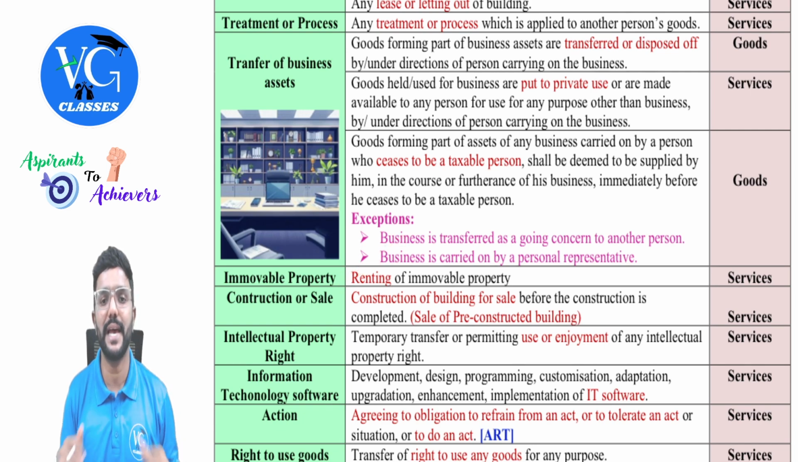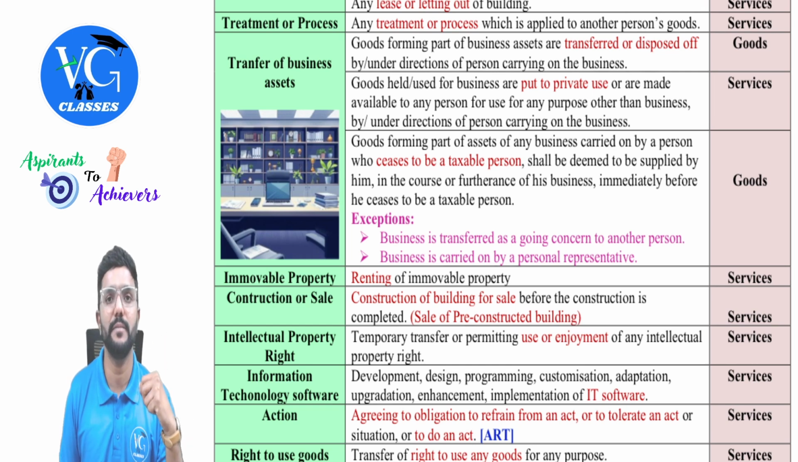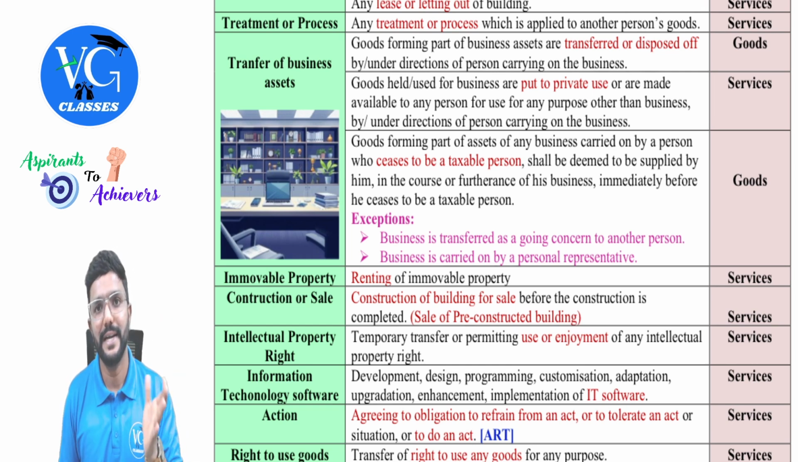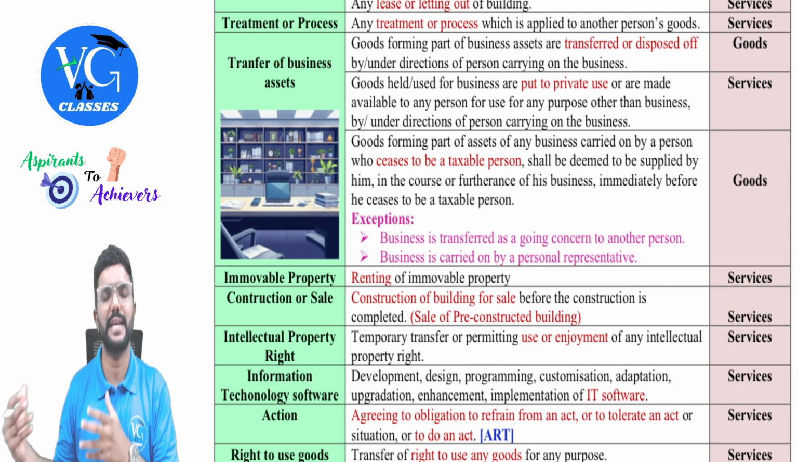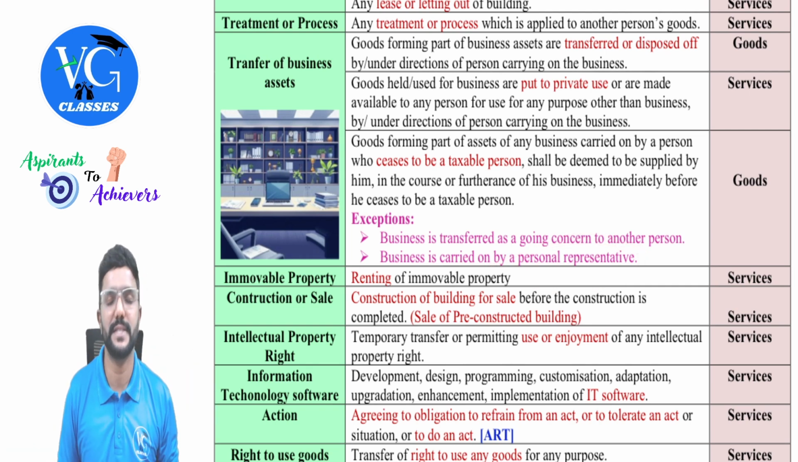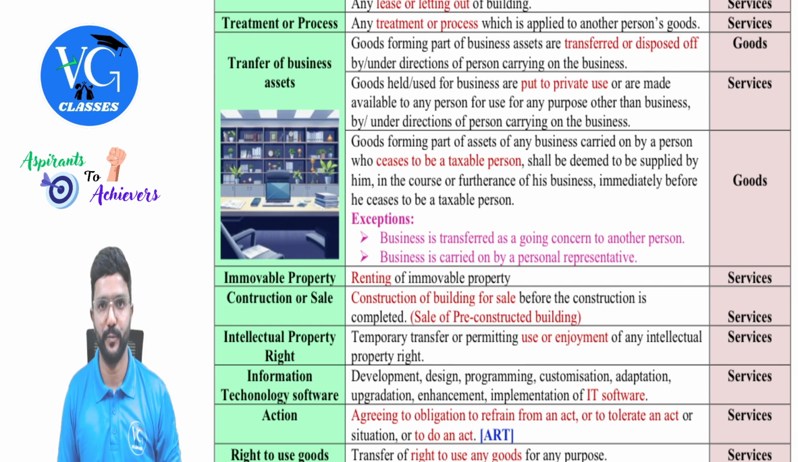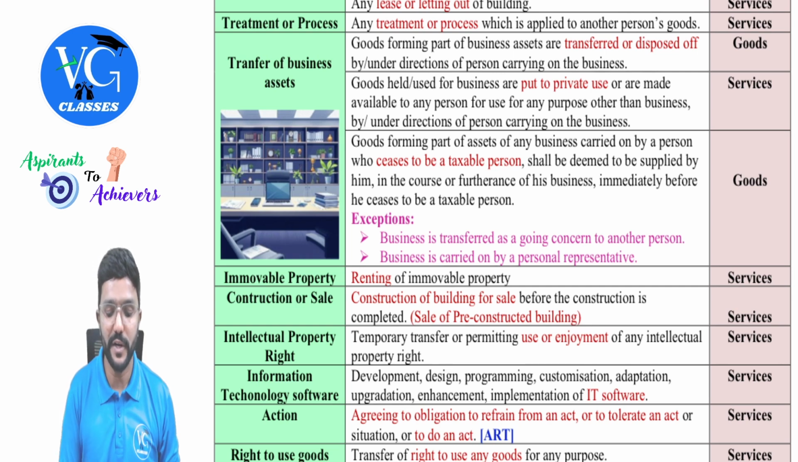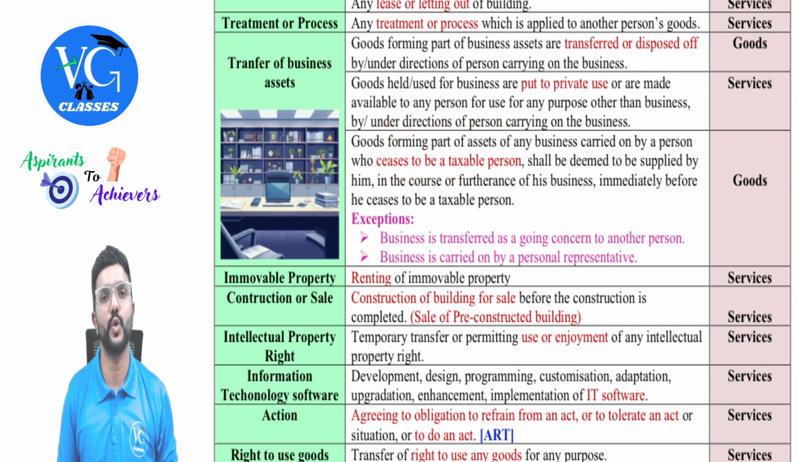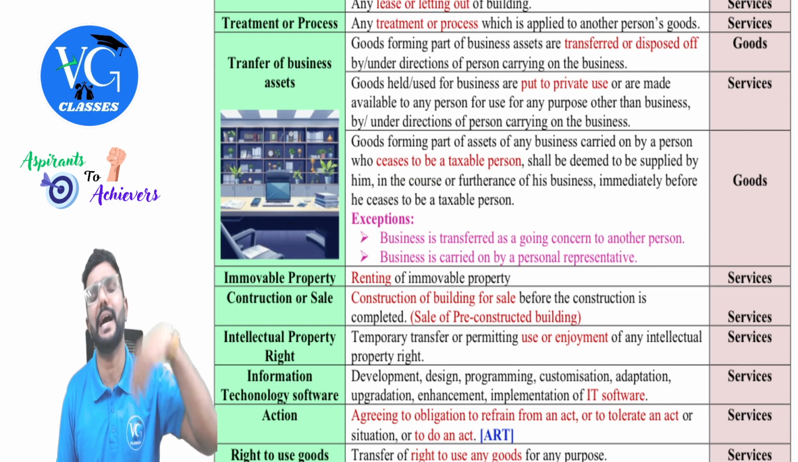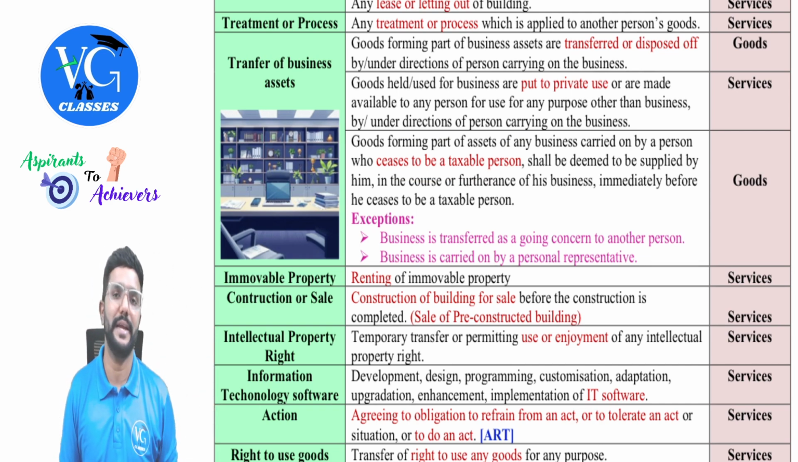Next, business is carried on by a personal representative. For example, assume the business was carried on by a father and has been succeeded by a son who is acting as a personal representative, or someone else is carrying on the business on behalf of a registered person. In that case also, there is no supply, because the show will continue. If your registration is cancelled only, it will be treated as supply of goods. If the show continues even by others, it will not be a supply.